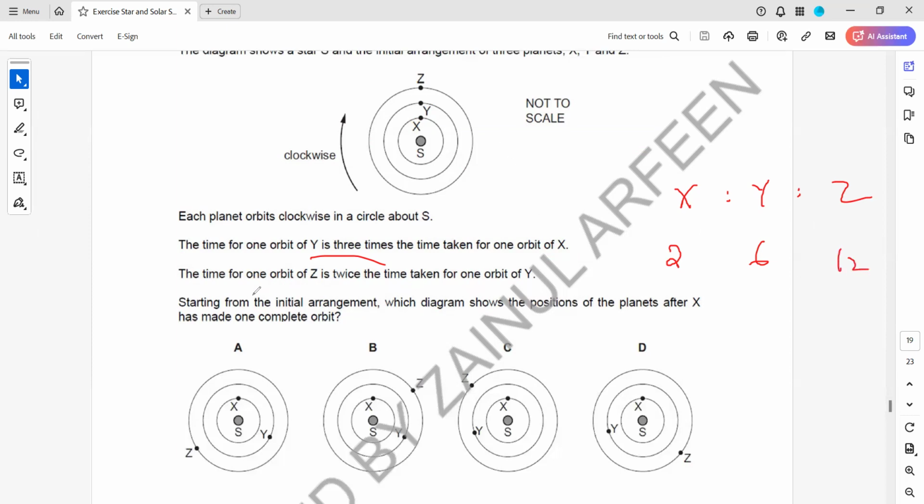If the question is starting from the initial arrangement, what is the position of planet X after 2 years? It will be the same. What is the position of Y after 2 years? If Y takes 6 years, this will be the position after 3 years, so after 2 years Y will be somewhat here in this region. And after 2 years, what will be the position of Z? Z takes 12 years, so this will be 6 years, this will be 3 years, so 2 years will be somewhat here. So it will be X, Y, and Z. So B is the right answer.